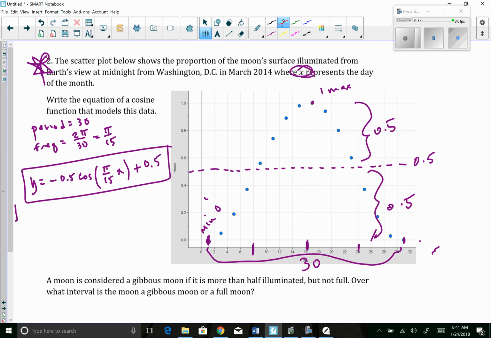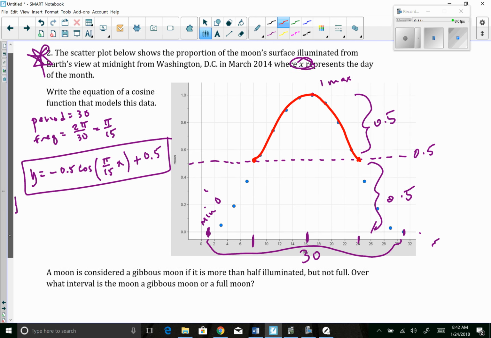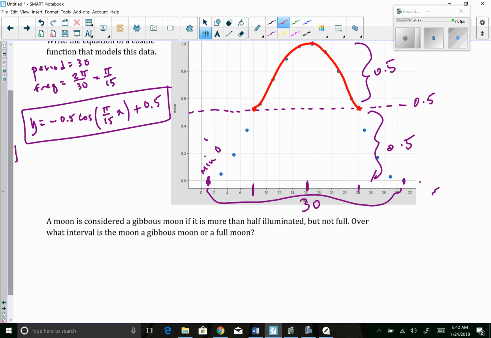So if I look at my function, above 8 and above 24, this red part of the function, that whole segment of the graph is above 0.5. So this moon is considered a gibbous moon from the 8th day, approximately, to the 24th day.